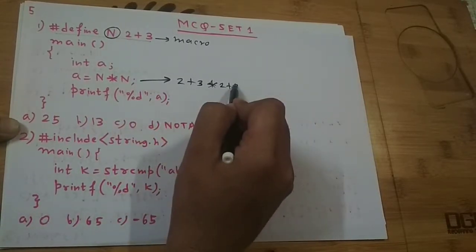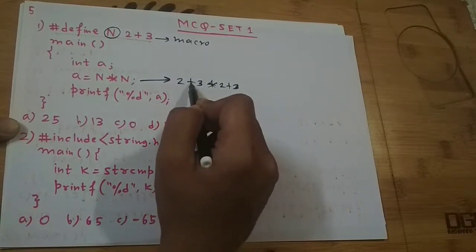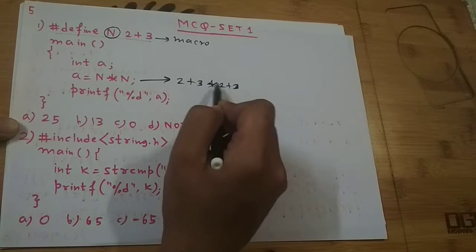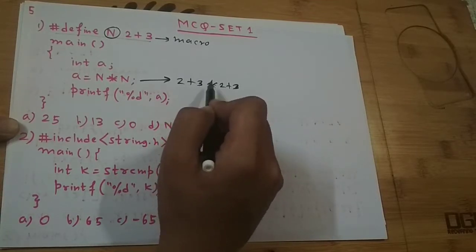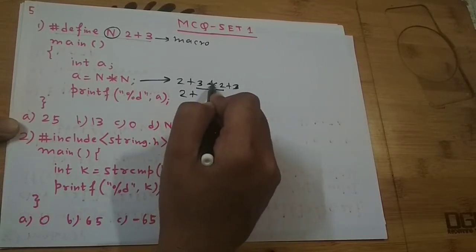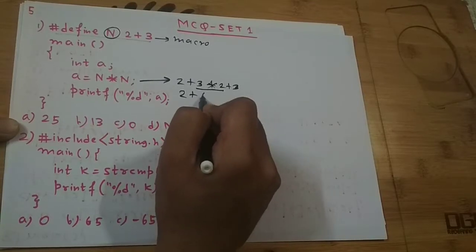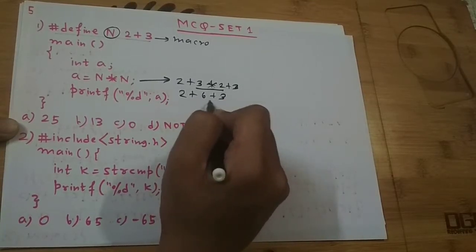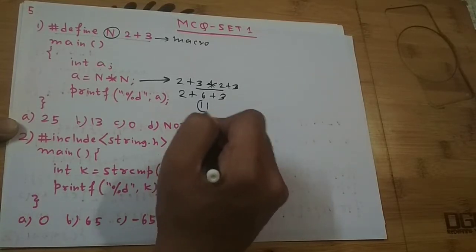Now, how would you evaluate this? We know that between addition and multiplication, multiplication has the higher precedence. That means first we'll perform 3 into 2, because star has higher precedence than plus. So 3 into 2 will give me 6. Now we have 2 plus 6 plus 3. So what is 2 plus 6 plus 3? It comes out to be 11.